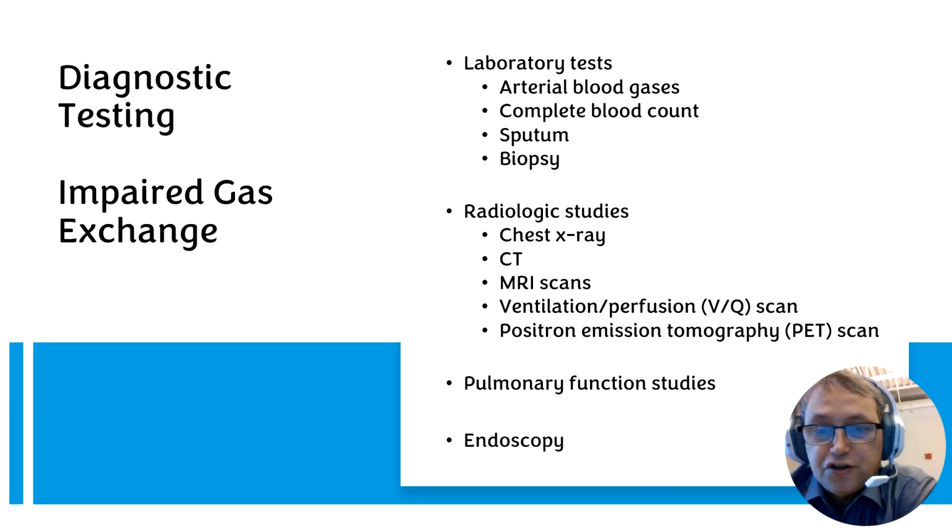Diagnostic testing for gas exchange includes arterial blood gases, CBC, sputum, imaging, pulmonary function studies, endoscopy, all which help identify the cause and severity of impairment. Sputum exams are very difficult to get accurately and effectively. Many of the times you just end up with a mucus from the nasal cavity, which is not always going to be helpful.